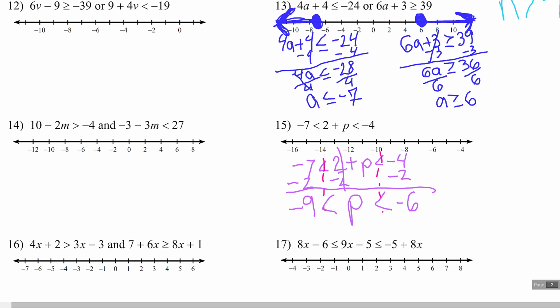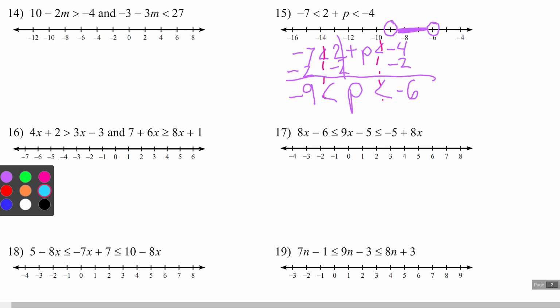So at -9, we are going to do an open circle. P is greater than, so that needs to go to the right. Then we have p is less than -6. So an open circle at -6, and it goes to the left. We can shade the overlap, so in between the endpoints, and that would be our solution.